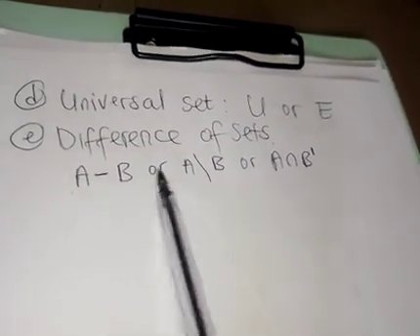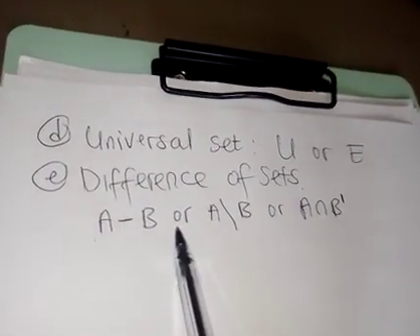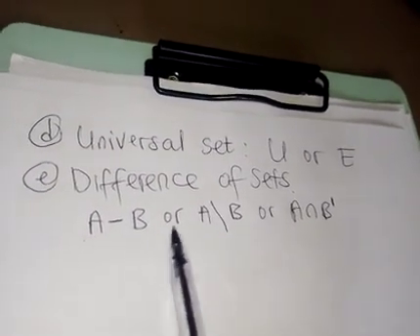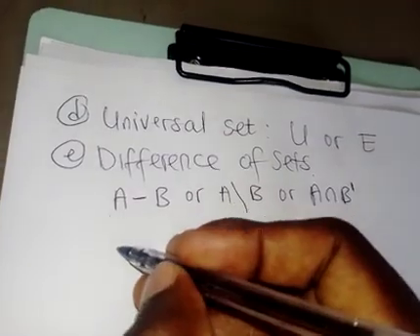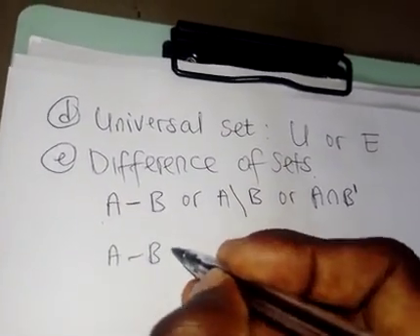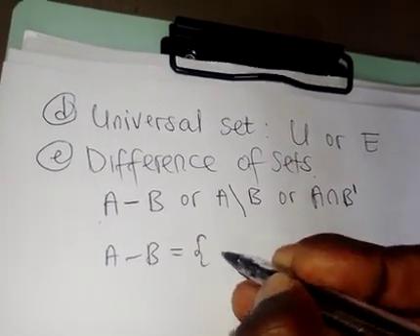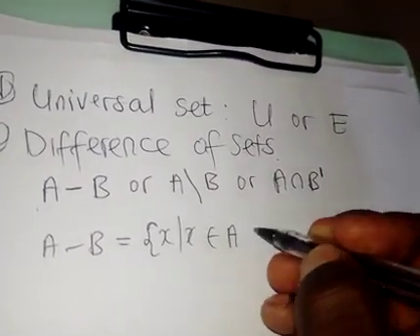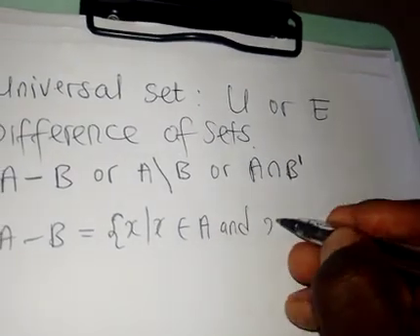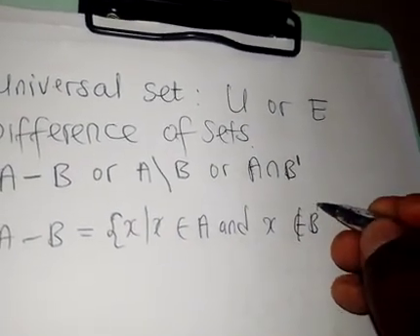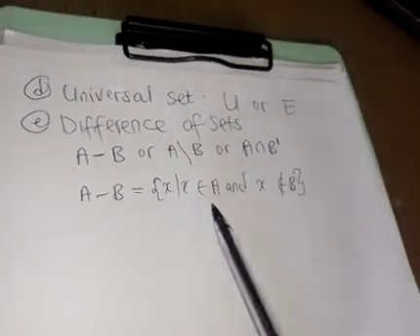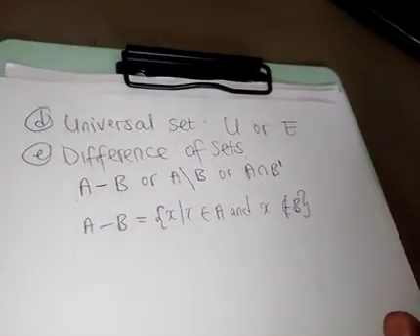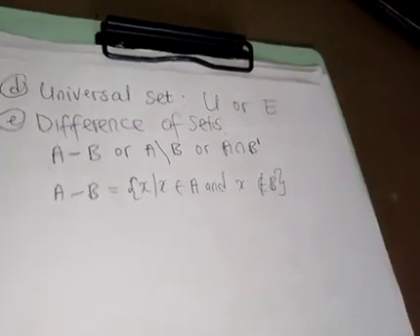Otherwise, interpreting this, we can say A minus B is a set of all elements in A not found in B. So we can even use set builder notation, saying that A minus B is the set of X, such that X is a member of A and X is not a member of B. So we are talking about all the elements found in A not found in B. That's what it means. So this is the set difference.